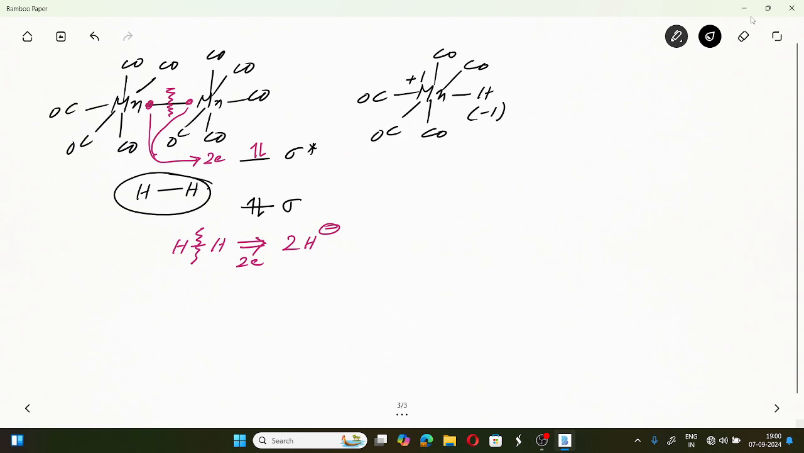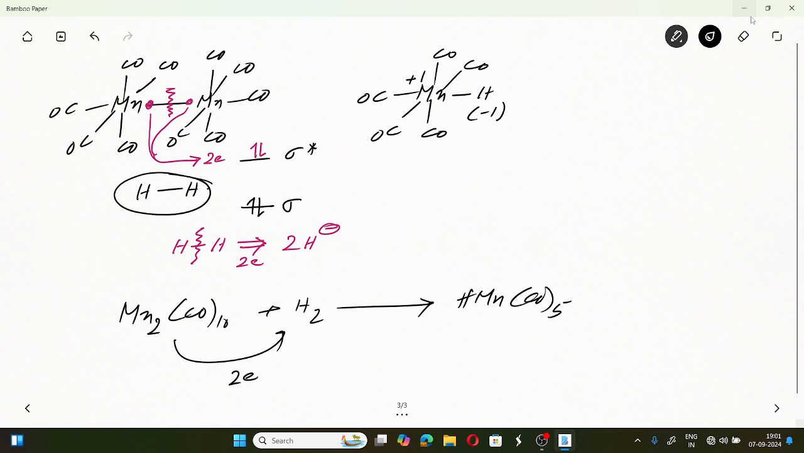That means when we start with Mn2(CO)10 and treat it with hydrogen, it is converted to HMn(CO)5. This occurs via transfer of electrons; the manganese center gets oxidized. So this is some sort of oxidative coordination.